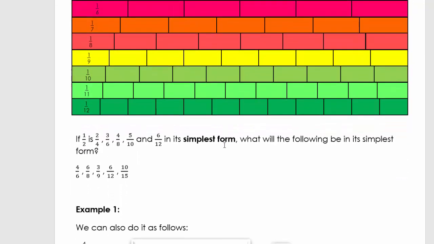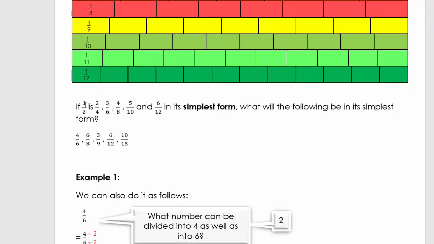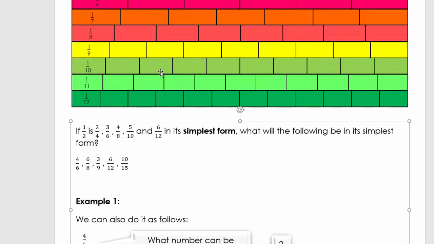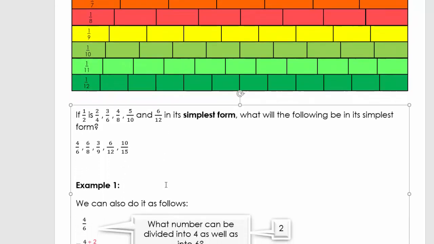So the simplest form, let's quickly look here. What we have here are examples: 1/2 is 2/4, 3/6, 4/8, 5/10, 6/12 in its simplest form. So I want you now to pause here, and you still have the view of the board. What I want you to do here is find the simplest form of these fractions on the board. So let's quickly see.